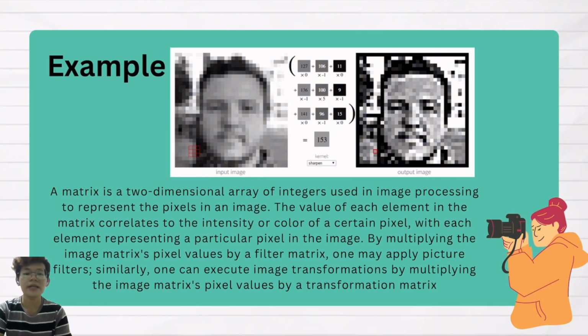By multiplying the image matrix's pixel value by a filter matrix, one may apply picture filters. Similarly, one can execute image transformation by multiplying the image matrix pixel value by a transformation matrix. As you can see the differences between the picture before applying the filter and the picture after applying the filter itself.